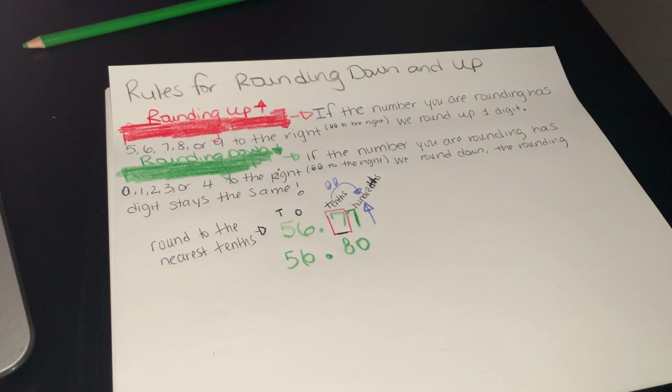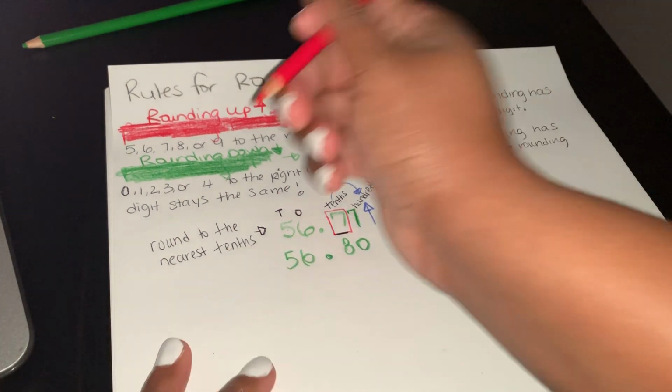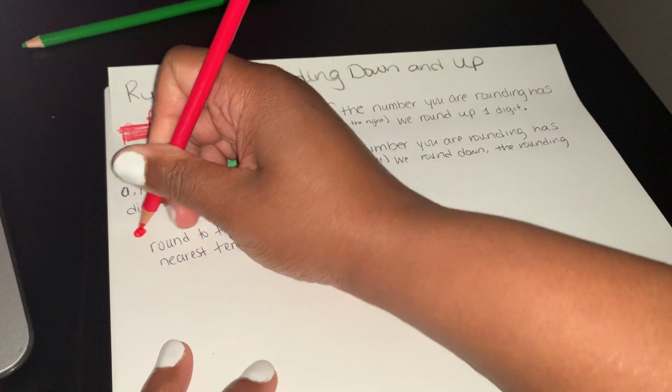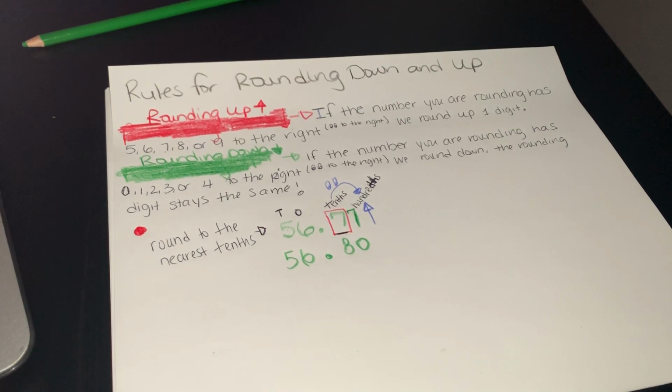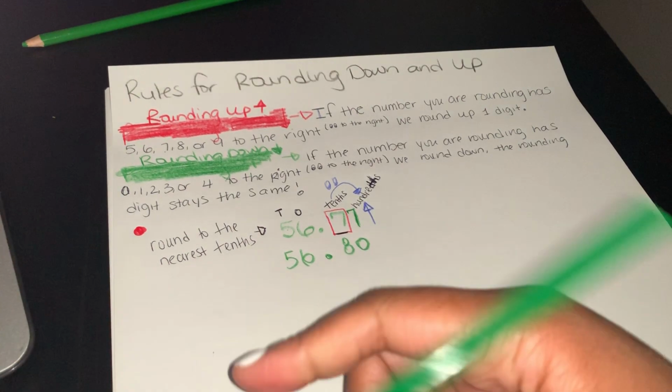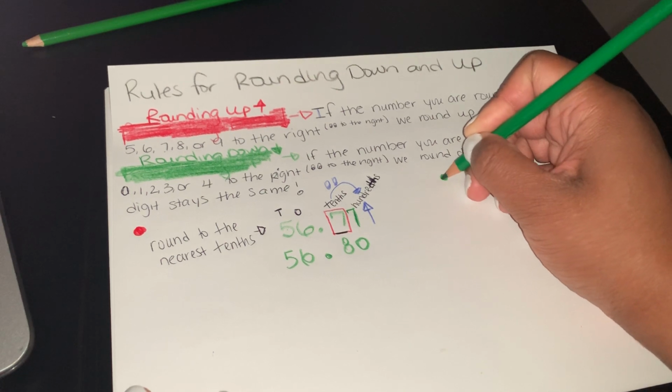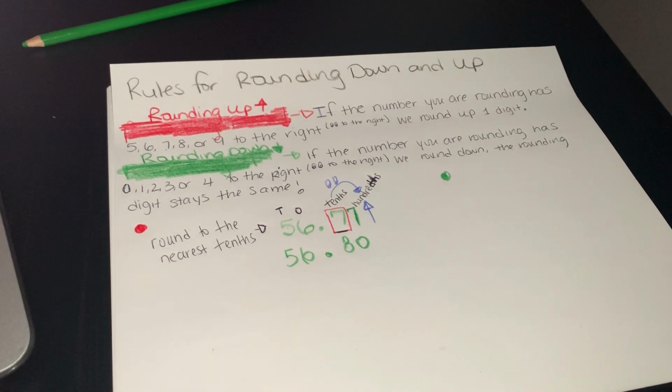Let's check in with rounding down. If we are rounding down, the rules don't change, just a little bit. Now, rounding down: if the number you are rounding has 0, 1, 2, 3, or 4 to the right, we need to round down. But guess what? The rounding digit stays the same, so ain't much thinking you got to do around this one. So let's go ahead and try a number.